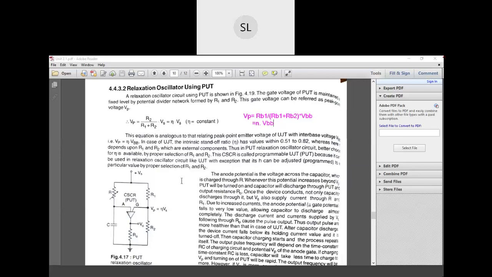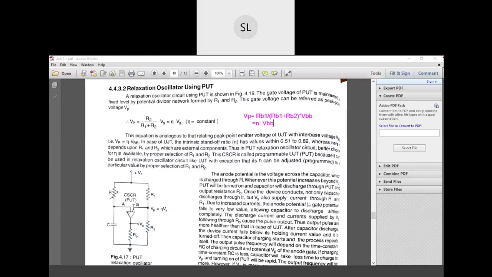Its eta can be programmed or varied based upon the application. That is why this type is called a programmable unijunction transistor. See here, this Vp, the peak point voltage required to turn on the PUT, is given as R2 divided by R1 plus R2 into Vs, the voltage applied across this relaxation oscillator.